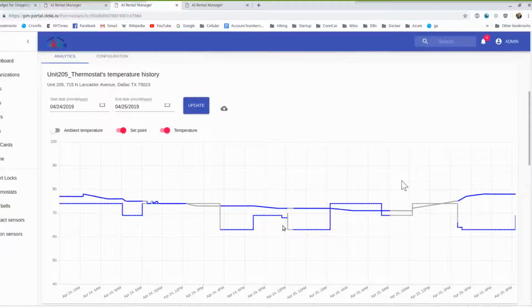In fact, you can see that in action here, where the dotted line is showing you the tenant set point, and tenants do occasionally set it lower, and then it will normally just come back at the appropriate time. So for example, here the tenant set it to 63, and at the next scheduled interval it came back to the regular temperature.